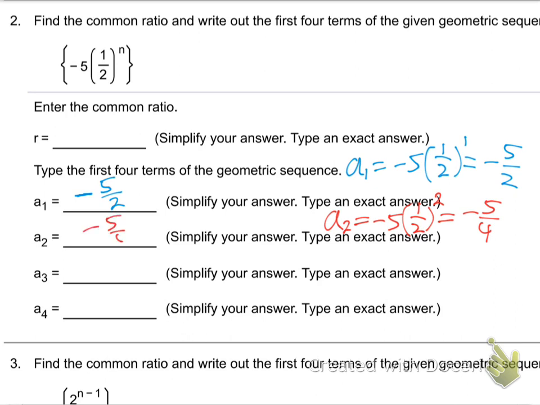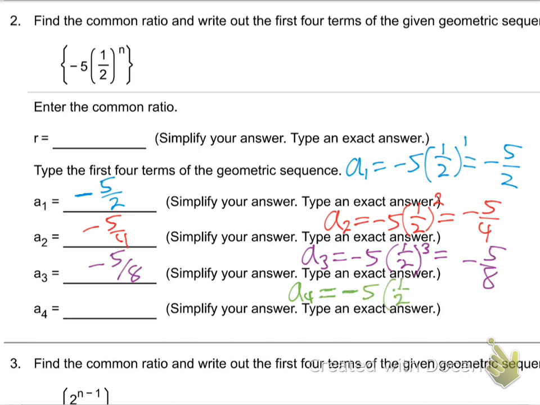I see a pattern developing. Yes, indeed. And then a sub 3, minus 5 times 1/2 to the 3rd, would be minus 5/8. The denominators go 2, 4, 8. It doubles every time. And then the last one, a sub 4, minus 5 times 1/2 to the 4th, makes sense, minus 5/16. It's 1/2 every time. All right, so there's the first four terms.